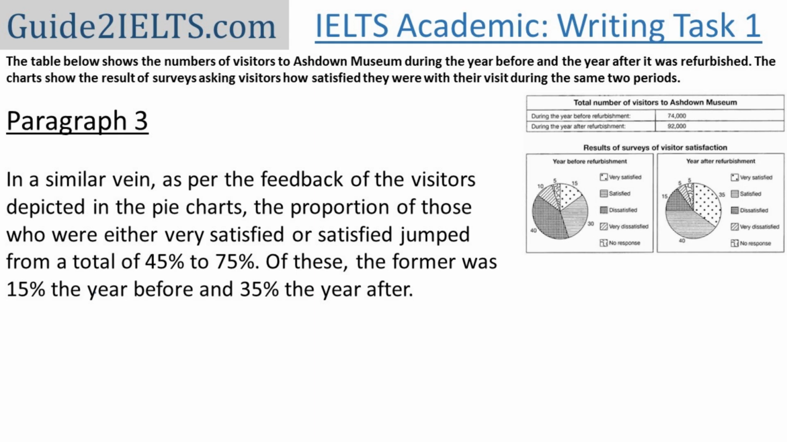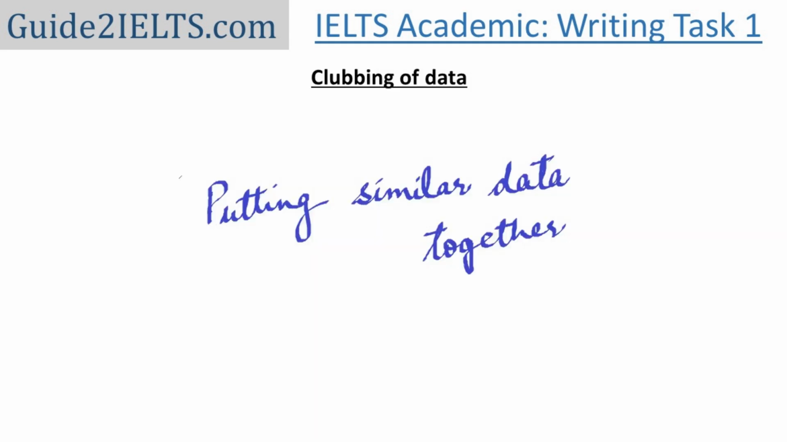In a similar vein, as per the feedback of the visitors depicted in the pie charts, the proportion of those who were either very satisfied or satisfied jumped from a total of 45% to 75%. Of these, the former was 15% the year before and 35% in the year after. So as I had decided beforehand, I'm clubbing the data of satisfied and very satisfied visitors together, and I'll do the same with the dissatisfied and very dissatisfied visitors.